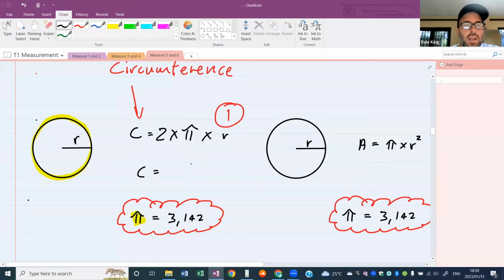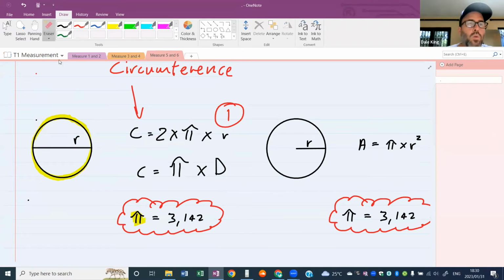Now, there is another formula, which is pi times D. All right, pi times D. Sometimes the D is written with a capital. Now D stands for diameter. The diameter of a circle is the line going through the center from one side all the way to the other side. So if you go all the way from one side through the center to the other side, that will give you diameter.